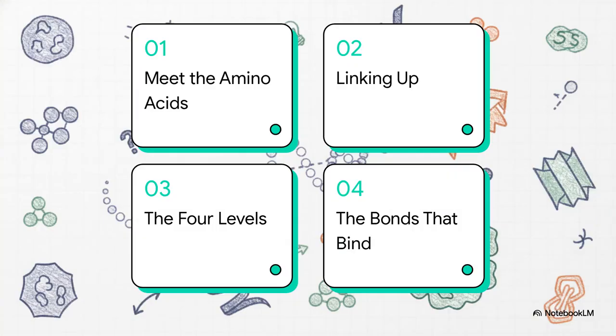Here is our biological roadmap for today. First, we'll meet the raw materials, the amino acids. Then, we'll see how they link up via peptide bonds, watch them fold through 4 distinct levels, and finally, uncover the invisible chemical bonds that hold the whole thing together. Let's get right into it.